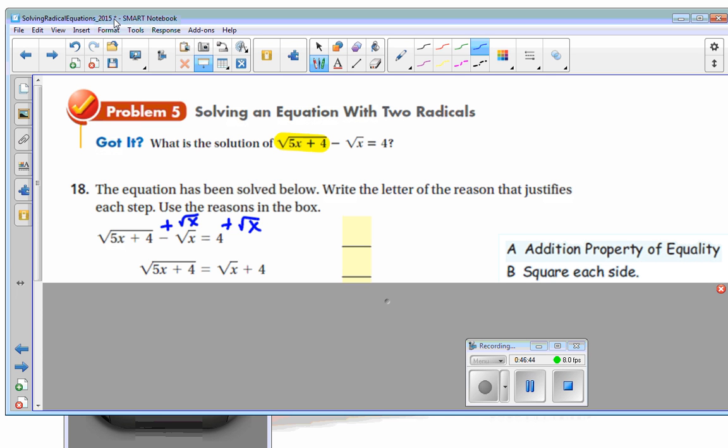I'm still going to square both sides here. But when I square the right-hand side, it's going to get a little trickier. So I'm still going to do the same process. I isolated the bigger radical. I'm going to square both sides. The left-hand side's easy. What does the left-hand side become? 5x plus 4. Done. That's easy.